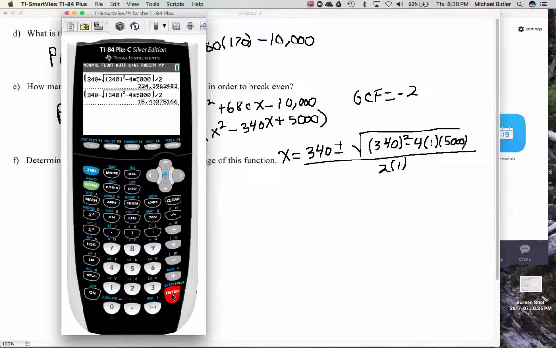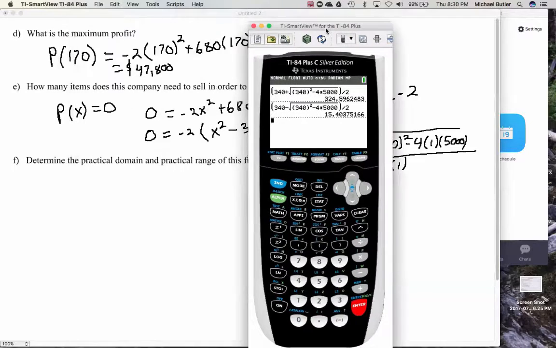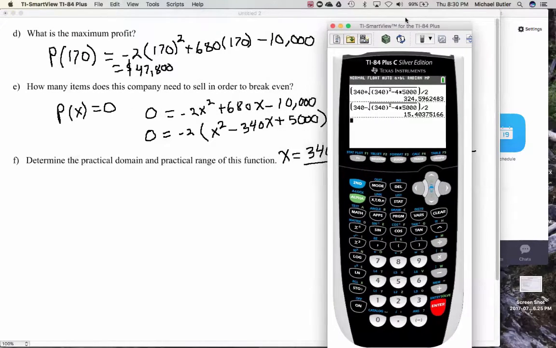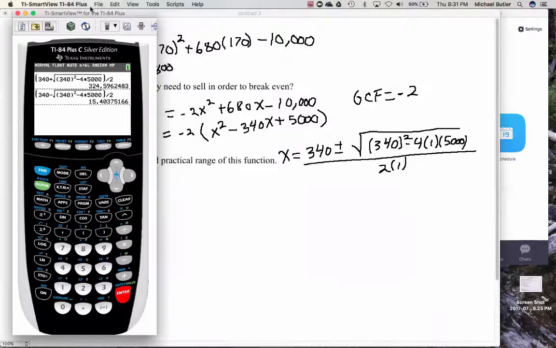We have 2 break-even points. We have 2 places where we make 0 profit. One of them is if we make 15, basically 16 of the products, and another one is we make 325 of the products, basically. Yes, those are the 2 break-even points. So there are 2 break-even points here.